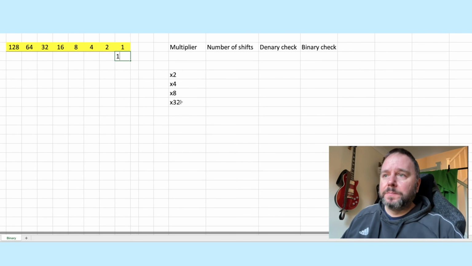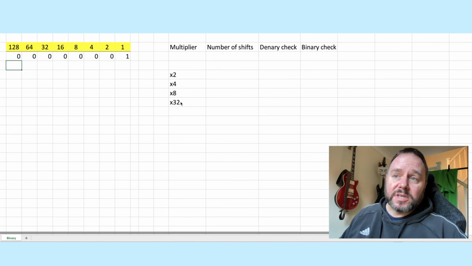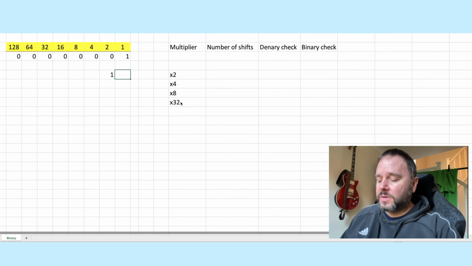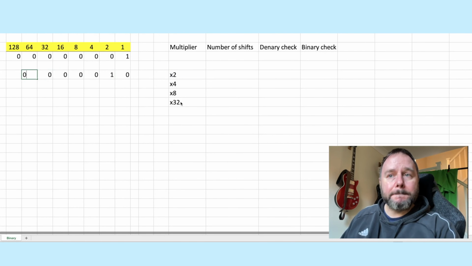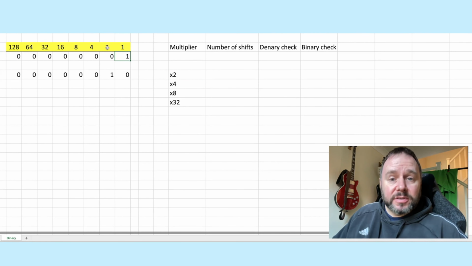Let's take the number 1, because that's a really easy example to follow. You notice I've padded the rest out with zeros. So if I want to times 1 by 2, 1 times 2 is 2. So what I've done there, if I write the binary number in there, to times by 2, it is shifted left 1 whole place.